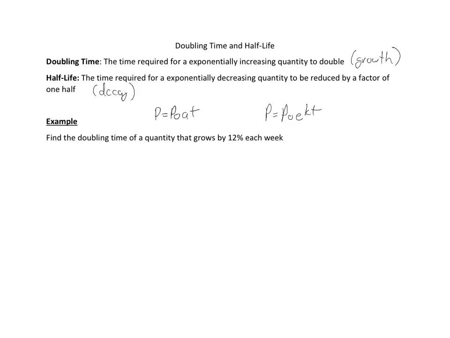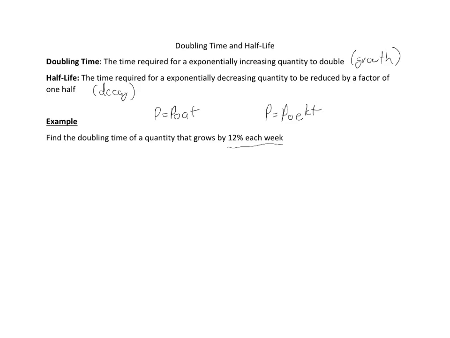Okay, so let's look at our first example. Find the doubling time of a quantity that grows by 12% each week. We're going to assume that that's our annual or period type, happening at a specific time. And the question is, we don't know the initial amount. What are we going to do here? Well, it really doesn't matter, just stay with me on this.